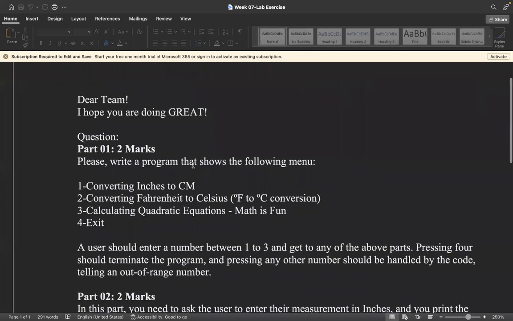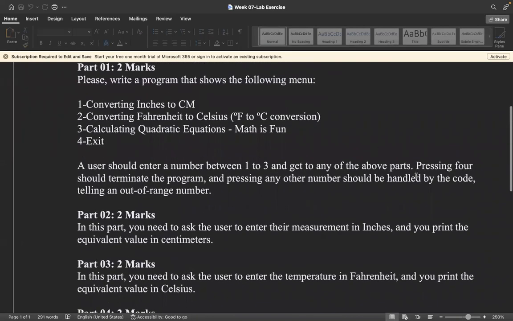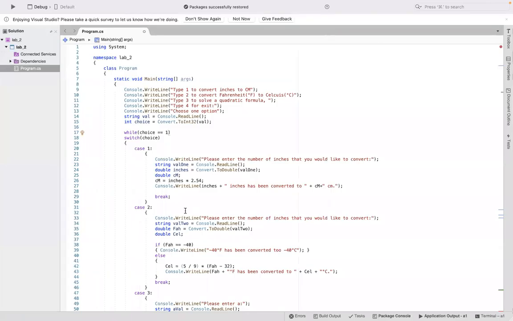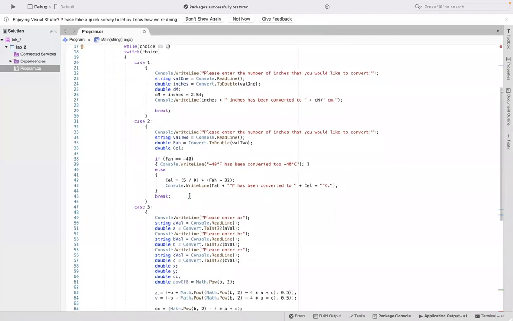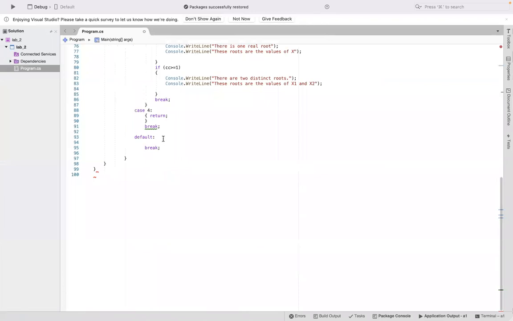Where is it? Here, this is where he says it. Pressing 4 should terminate the program, and pressing any other should be handled by the code telling okay, a strange number. So let's just add another case. Like if the number is not those numbers, just output incorrect choice, and then that's it. Yeah, I guess we can do that. So I guess either way I'll find the default cases.